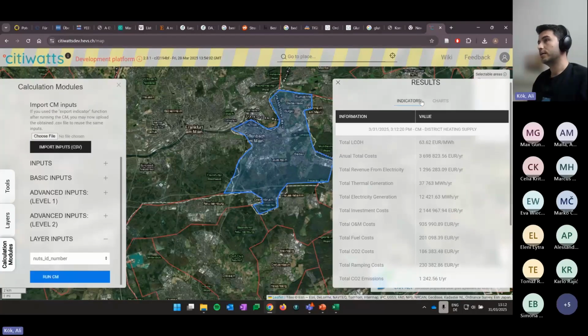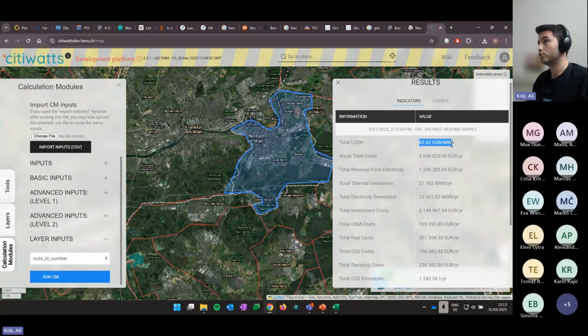In the indicators part, you have the total levelized cost of heat. This is the levelized cost of heat for the whole system. Please note that, as I showed in the slides, the revenues from the electricity are a negative cost here.